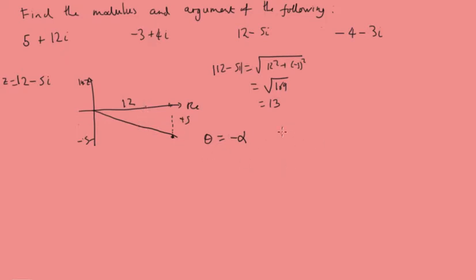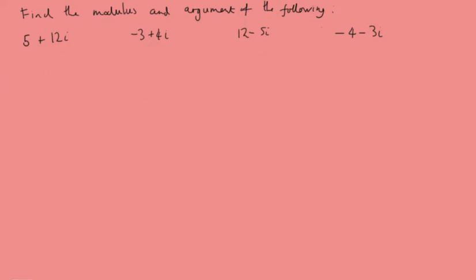So the argument of 12 minus 5i is going to be minus the inverse tangent of y, which is 5 over 12, which is going to become minus 0.395. So when you're in this quadrant, theta is going to be minus alpha. So bear in mind how the argument works in the different quadrants of the Argand diagram.